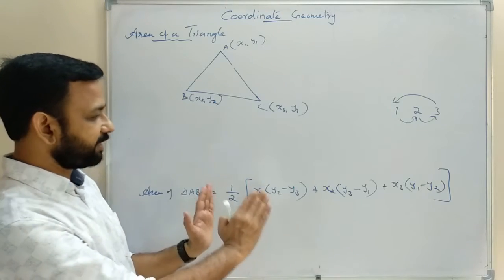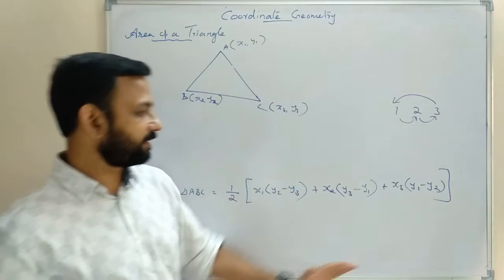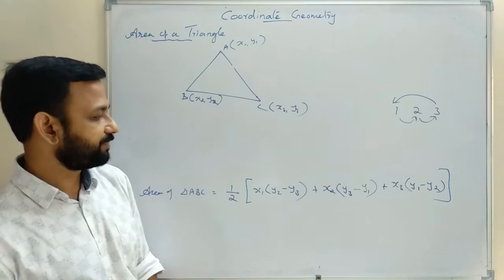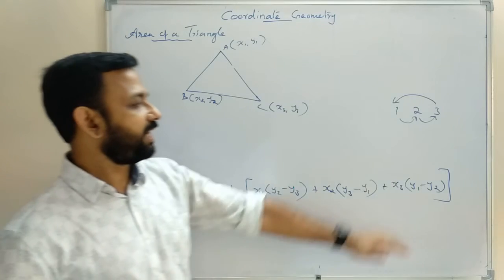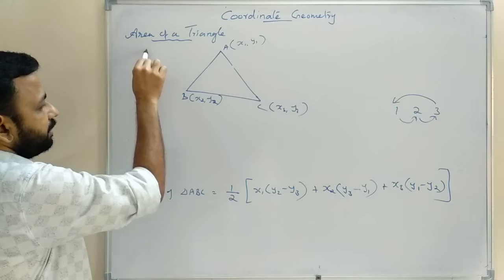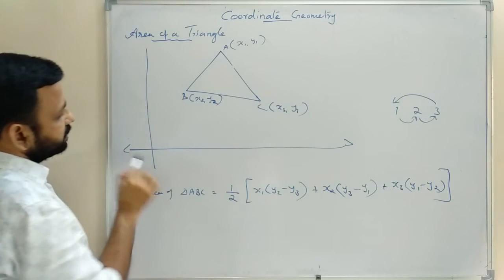And sometimes when we calculate, you may get a negative number. So when we get a negative number, we will take the positive value because area cannot be negative. So this is the formula, and the derivation of this formula is very simple, but we will not study it in detail.